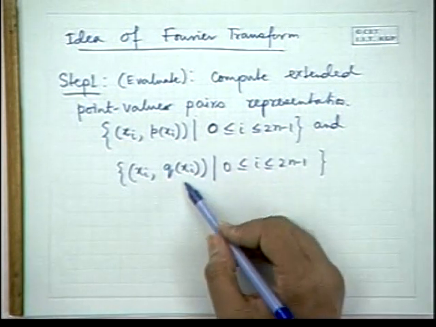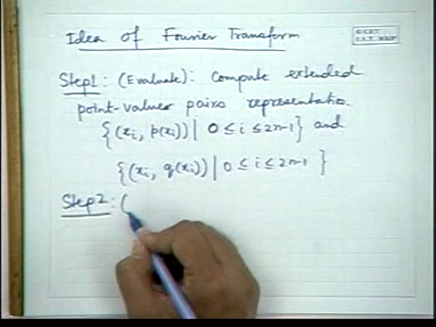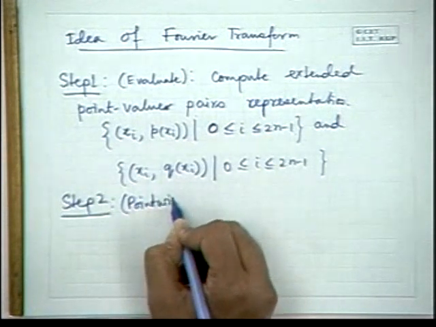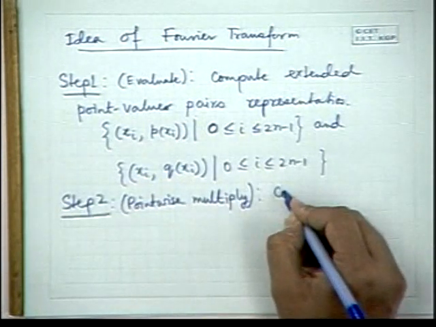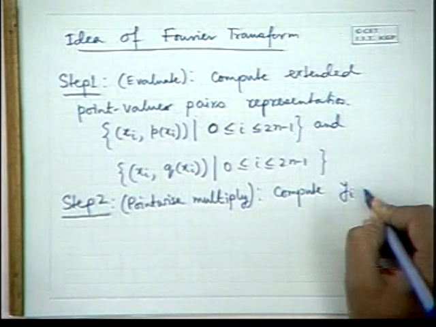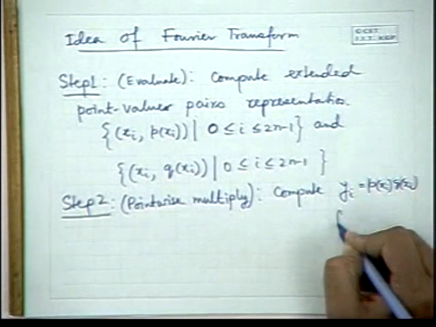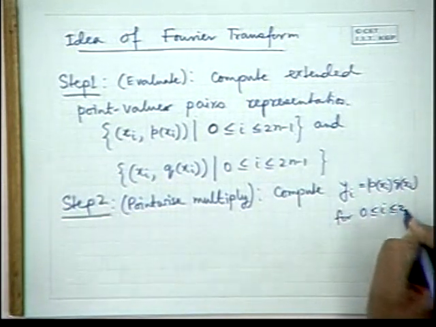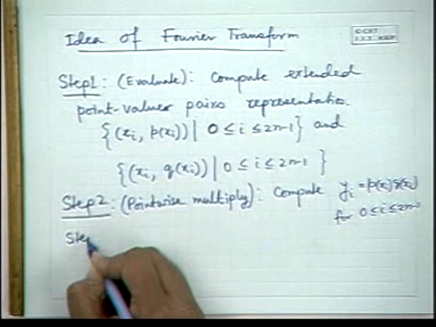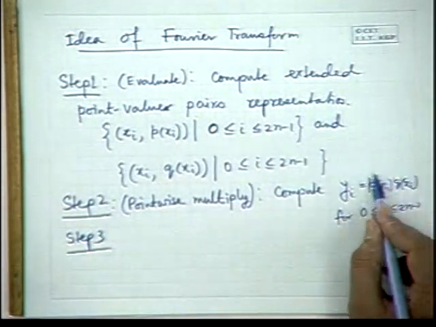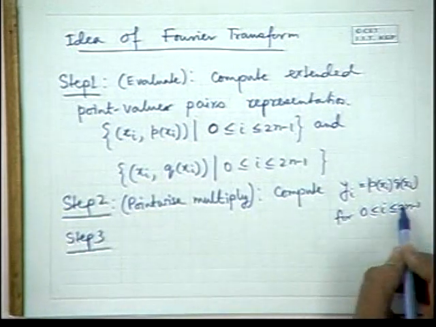So suppose we compute this once. In the next step, step 2, we will multiply pointwise. In this step, we will compute yi, which is nothing but p(xi) times q(xi), for i from 0 to 2n minus 1. And this will give us the point values for the resulting polynomial p(x) q(x). So now we have this point value representation.